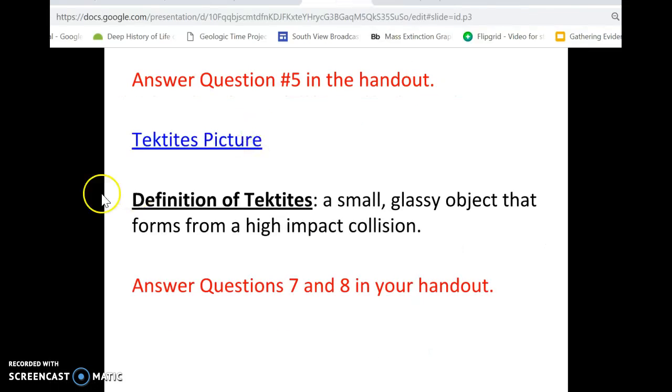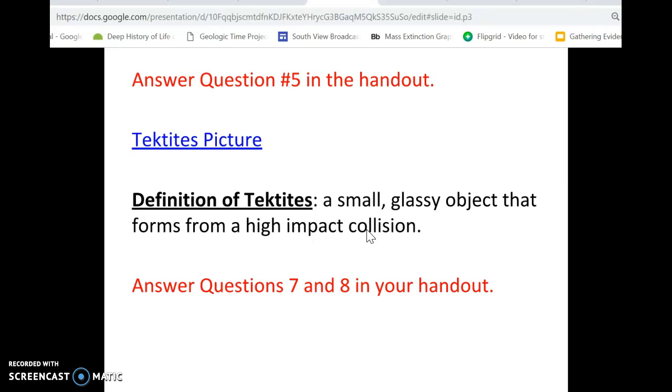So if I go back, you're going to have to read the definition here of tektites. It's a small glassy object that forms from a high impact collision. Okay, high impact collision, probably from a meteor. So scientists found these tektites, these tiny little glassy objects, all around the impact site of the crater, buried deep within the Earth. And those types of glassy objects only form from a high impact collision, which a meteor could cause. Okay, so I'm going to give you time to answer question 7.